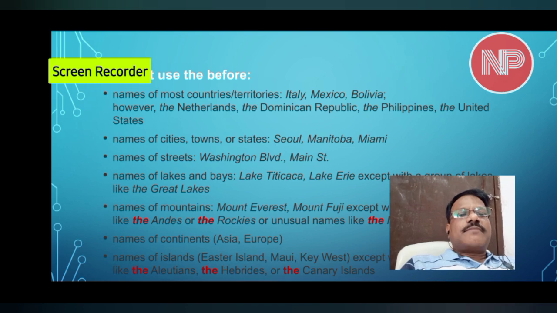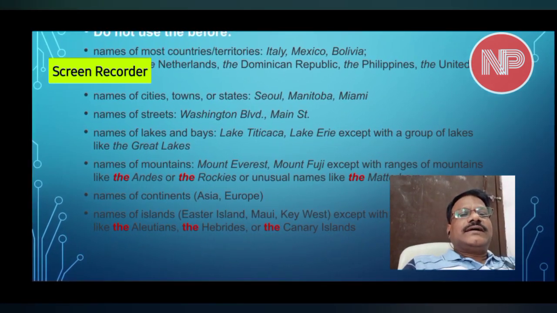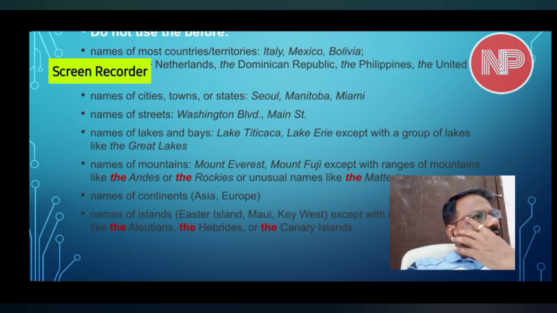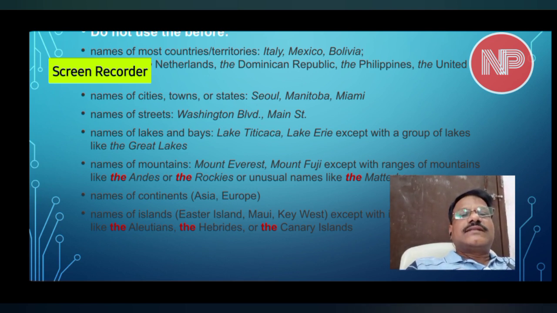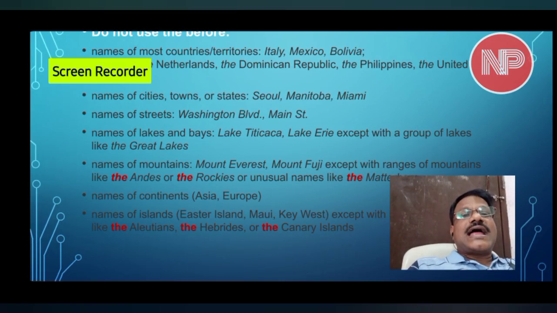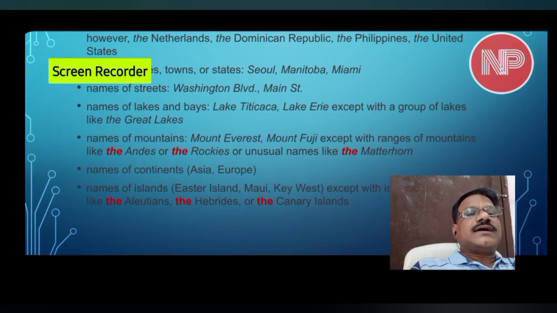Names of lakes and bays, Lake Titicaca, Lake Erie, except with a group of lakes like the Great Lakes, or as we say the Ganges. The Ganges is not a lake, it's a big river, so it will take the article the. Names of mountains, Mount Everest, Mount Fuji, except with ranges of mountains like the Andes or the Rockies, or unusual names like the Matterhorn, isn't it?